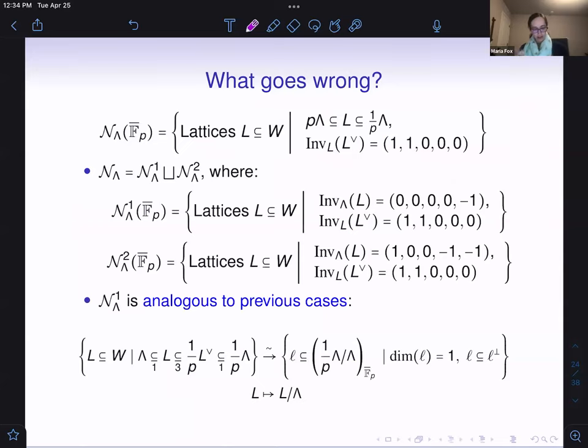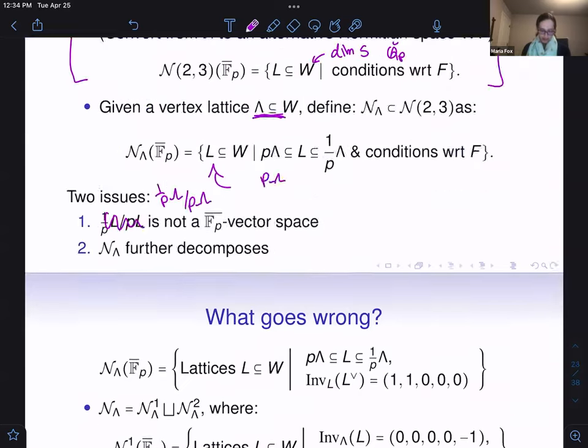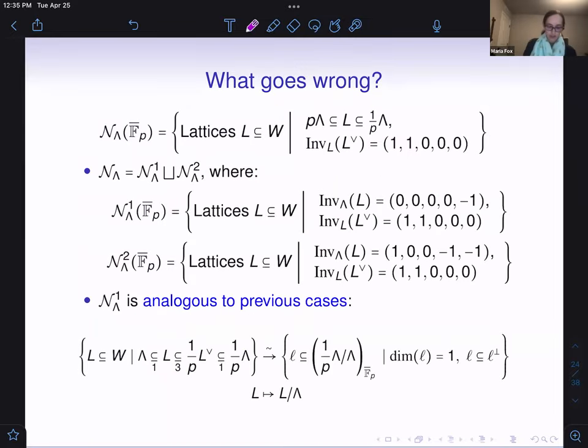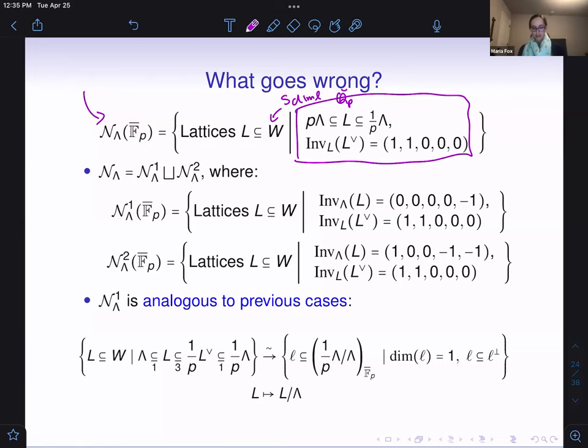So just to explain what goes wrong with these 2 approaches, here we have the piece we're trying to cut out based on this vertex lattice lambda. I've just rephrased it here on the new slide. It's the same thing. Here are the specific conditions we get that I was hiding before. They can be written quite simply. They're just lattices inside our 5-dimensional Q_p breve vector space that are sandwiched between p times the vertex lattice and 1 over p times the vertex lattice, with one relative position condition between the lattice and its dual under some Hermitian form. But unfortunately, it breaks down into two pieces. There's two ways that the lattice can relate to the base point. It can either have this first relative position or the second relative position.